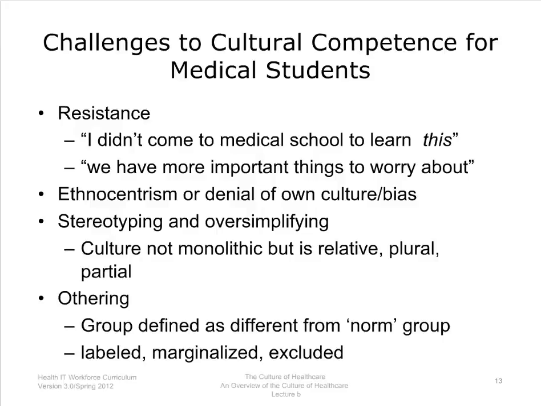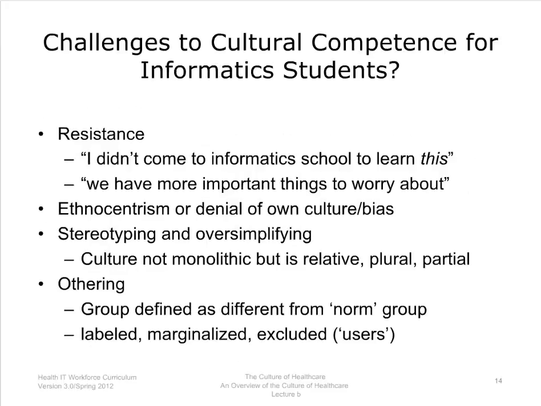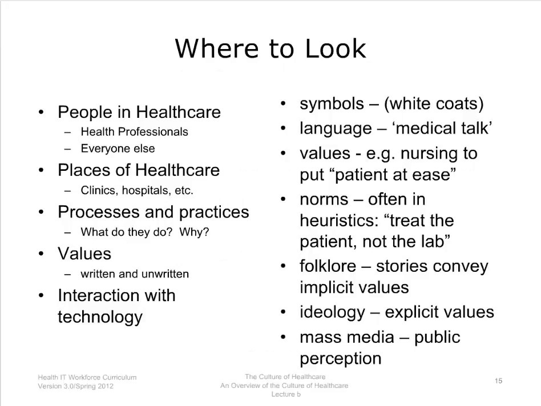In healthcare, we sometimes encounter these forms of resistance. In health informatics, we can also encounter the same forms of resistance. The idea that we have more important things to worry about in our informatics training. The ethnocentrism or cultural bias that grounds us in our own culture. The tendency to stereotype and oversimplify members of other cultures, for example, health professionals, and the tendency toward othering by defining people who are different, nurses, doctors, therapists, etc., and labeling, marginalizing, or excluding them. Perhaps you have seen examples of this in the organizations in which you have worked. Let's assume that you are convinced that the study of healthcare culture is important to successful development, implementation, and maintenance of health information technology for patients and clinicians.